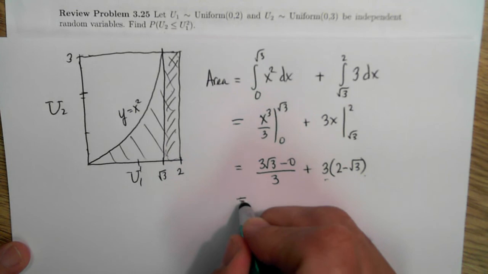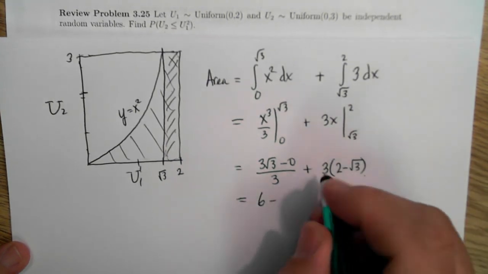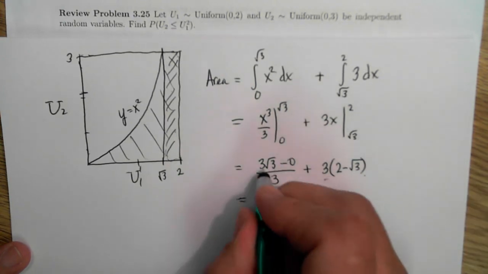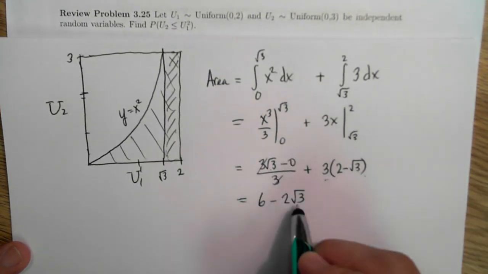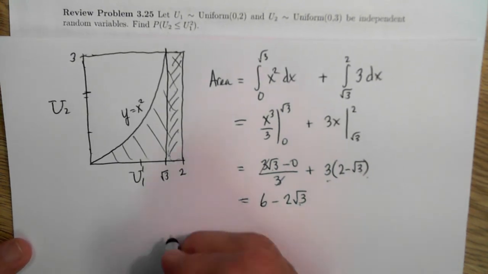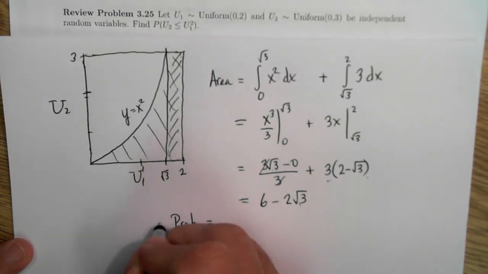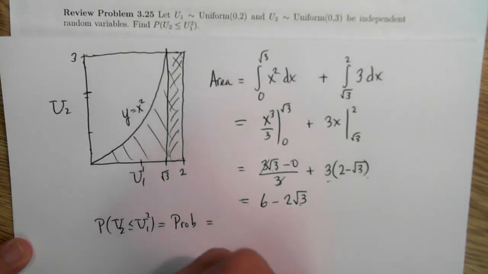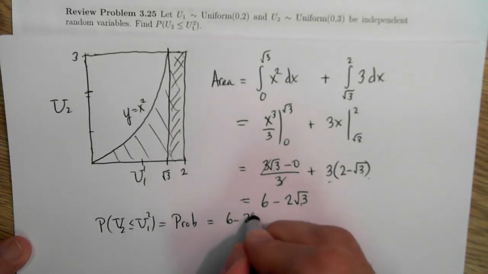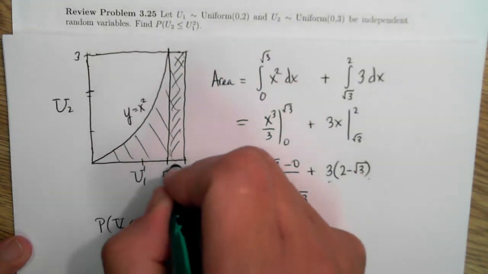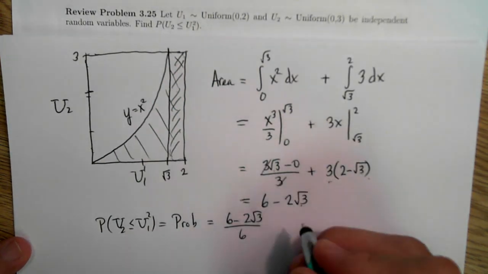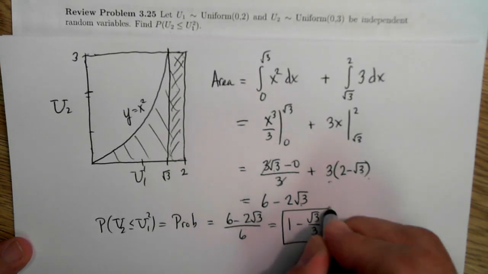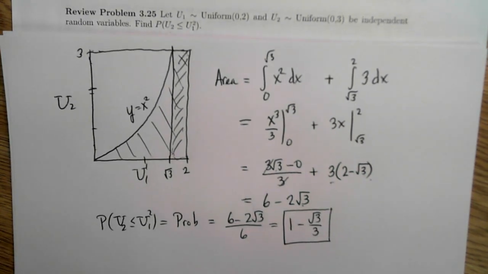Okay, so I can simplify this a bit, and I get 6 minus 2 square root of 3, because the 3's cancel here. Square root of 3 minus 3 square root of 3 is minus 2 square root of 3. So therefore, the probability that U2 is less than or equal to U1 squared will be equal to the area divided by the total area of this rectangle, which is 2 times 3 for 6. So 1 minus square root of 3 over 3, and that will be the probability of being inside of that region.